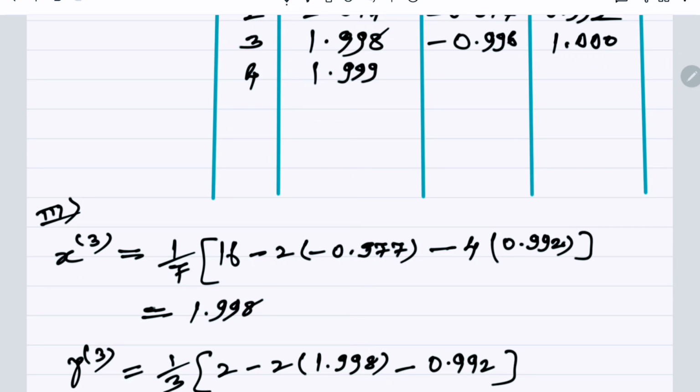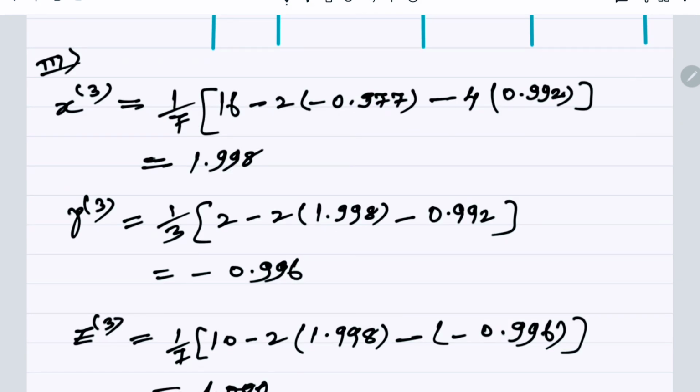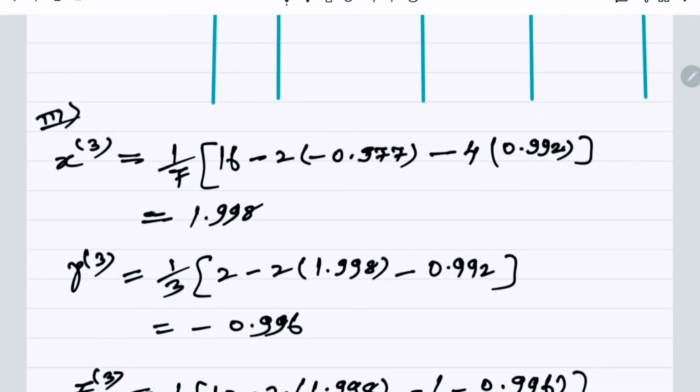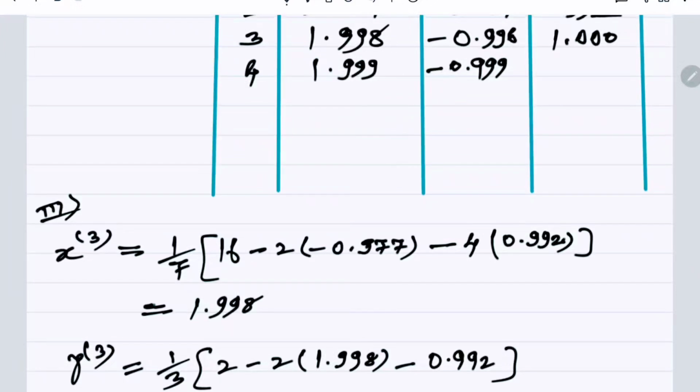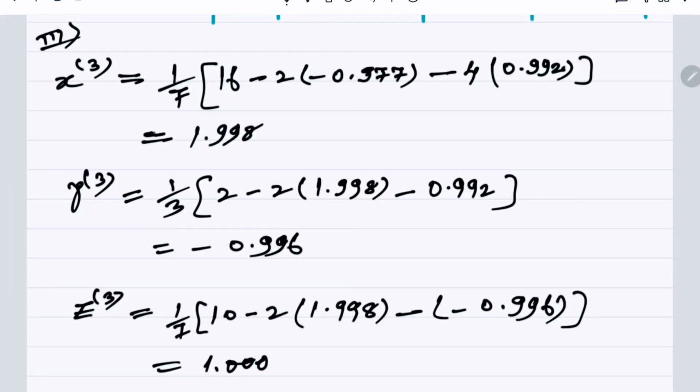Then for step numbers 4th and 5th, I have written the values first, and then I will show the calculation. Using the calculator, from equation A we get the next value as 1.999. Then y4 from equation B, I have written all that calculation after getting the values. Therefore we get y4 as minus 0.999, and the value of z as 1.00. This is for the 4th iteration.